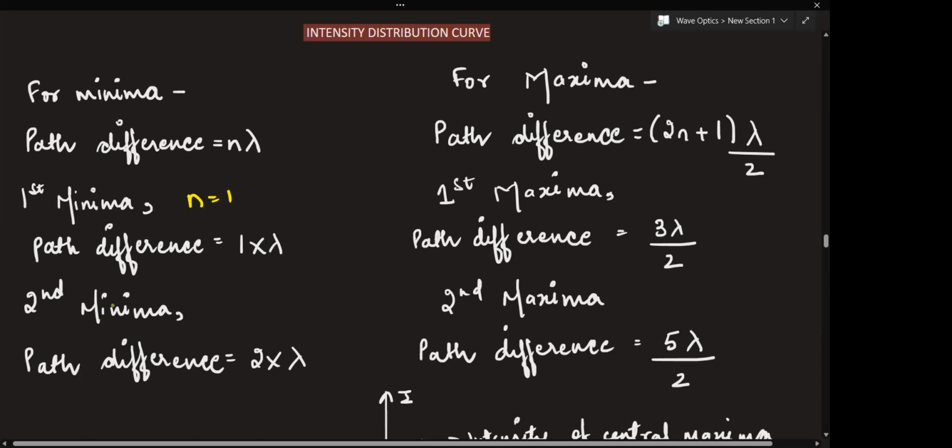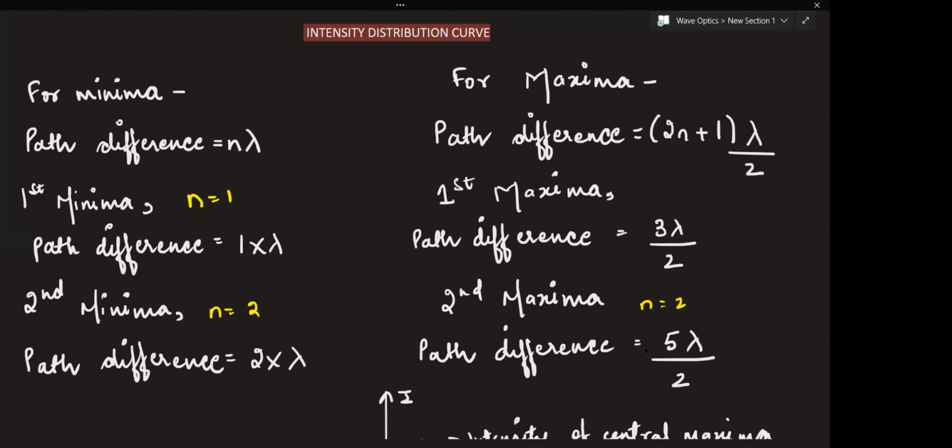Then if we take second minima, after first minima, n would be equal to 2. This would be 2 lambda. Similarly, for maxima with n equals 2, this becomes 5 lambda by 2. So this keeps on going: lambda, 2 lambda, 3 lambda, and 3 lambda by 2, 5 lambda by 2. All these ratios will keep on changing as I increase the number. Like if this is for n equals 1, this is for n equals 2. If I take it for n equals 3, this will be 3 lambda.